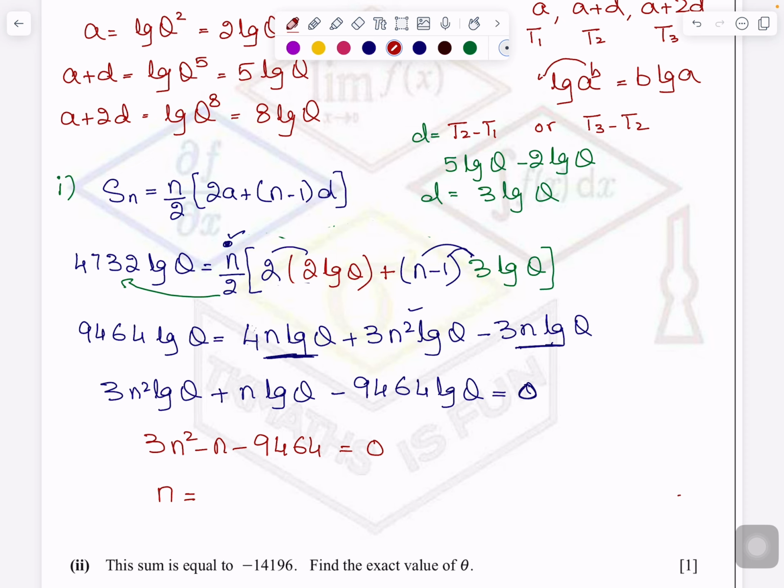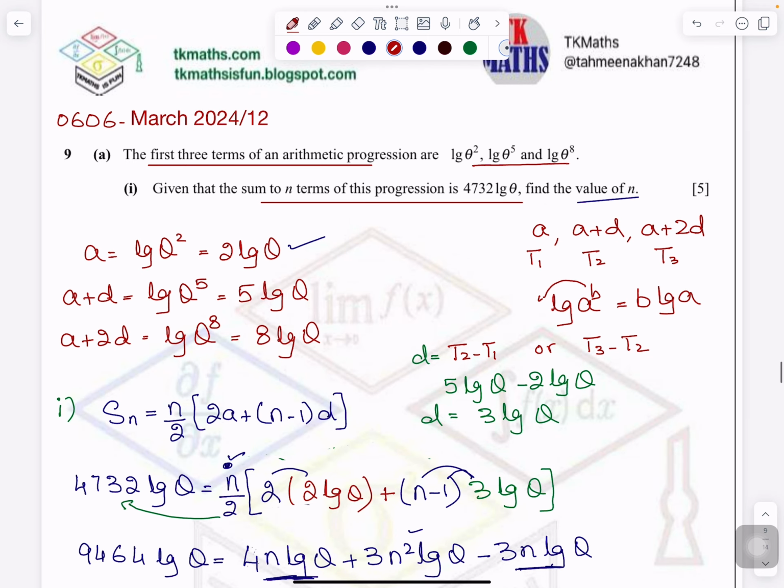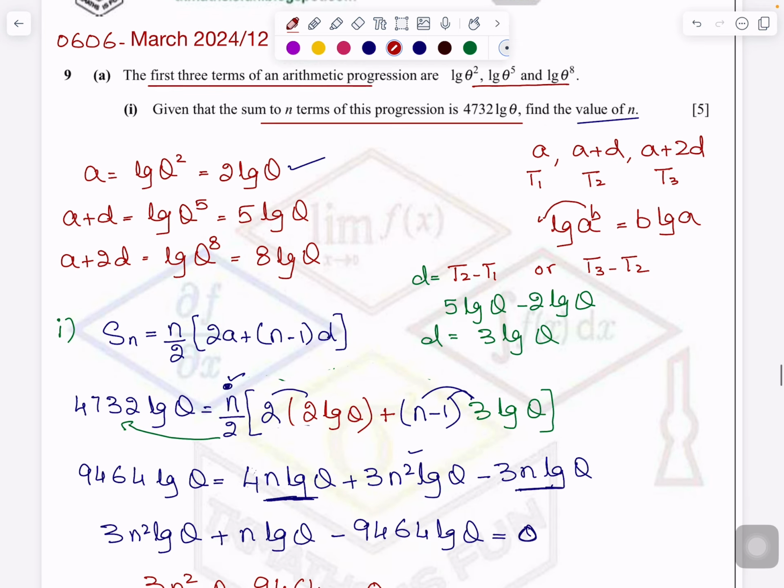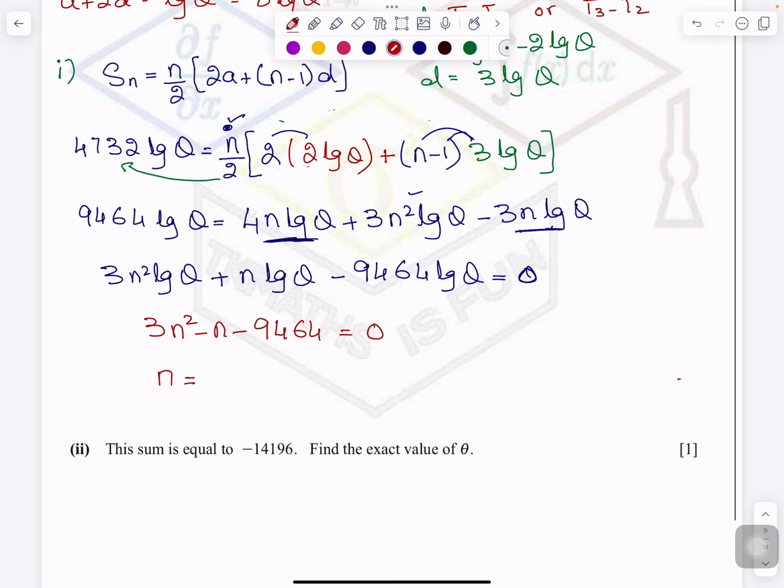What is the reason? Because n is representing what here? Terms: first term, second term, third term. So it cannot be negative, right? So that's why n is equal to 56. So if this question is in paper 1, without calculator, you will use the quadratic formula here.